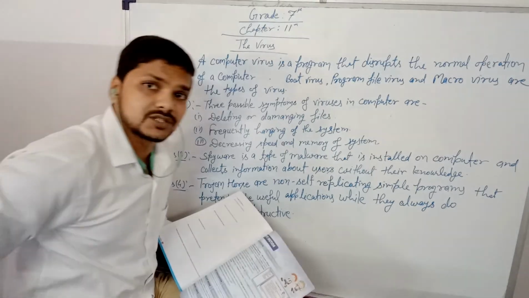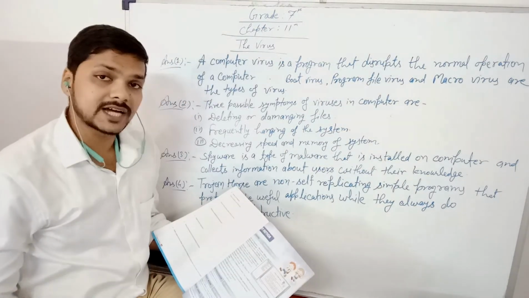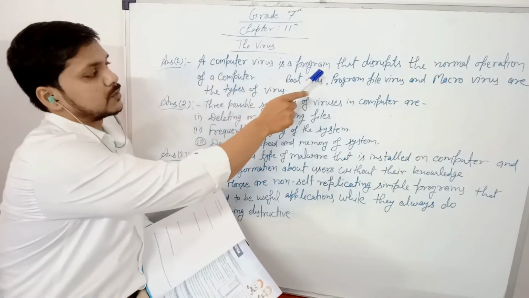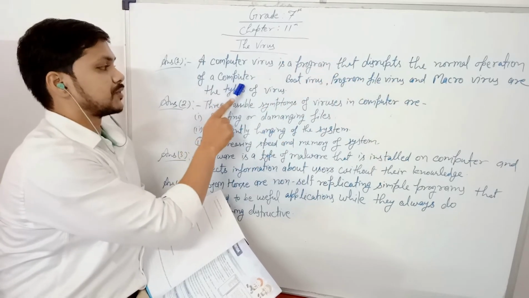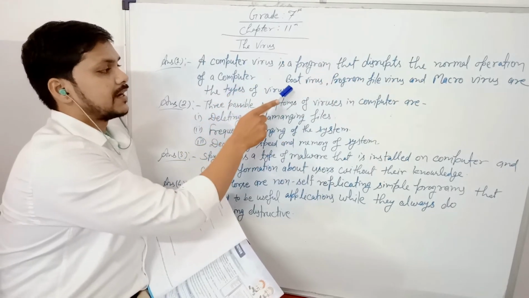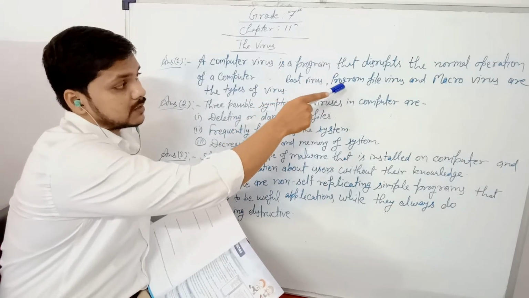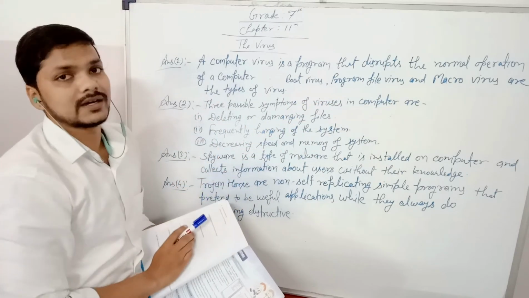So the first question of this chapter is, what is a computer virus? Name its types. So the answer will be here. A computer virus is a program that disrupts the normal operation of a computer. And here are the types of viruses: boot virus, program file virus, and macro virus are the types of viruses.